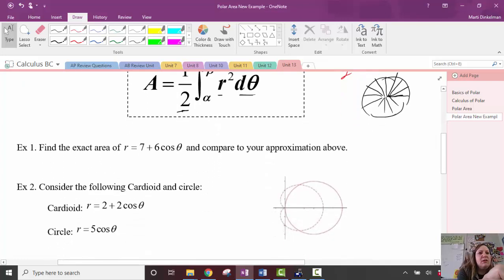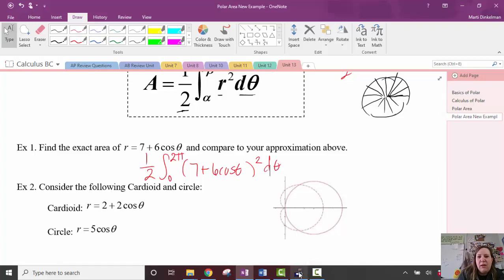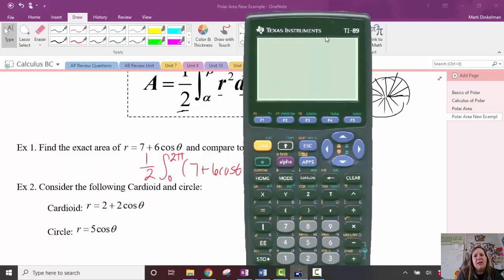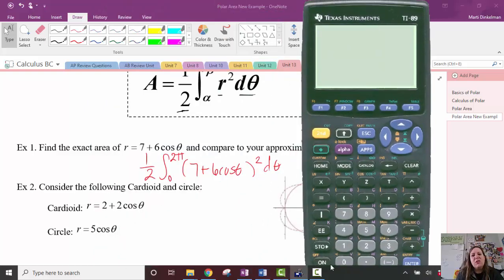So in example 1, it's just a matter of having the formula memorized. Now I'm going to hesitate a little bit about this 0 to 2 pi. We're going to talk about that in a second. So 7 plus 6 cosine squared d theta. So again, 1/2 r squared d theta. And the reason I was hesitating is because we can't always assume that the graph goes from 0 to 2 pi. So really quick, if you haven't been graphing in polar mode, make sure that you change your graphing mode to polar.